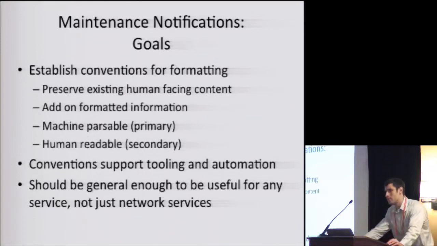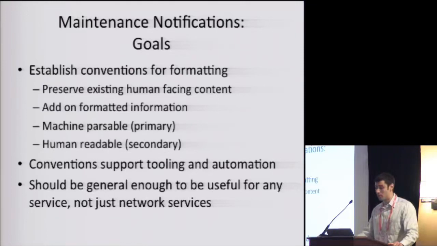Our goals for this: we want to preserve the existing format. We think that there's a lot of value in human-readable format in the maintenance notifications. We want to make sure that that remains for anyone who wants to adopt this approach. We want to ensure that people can continue to consume the messages as they exist today without any additional trouble. So what we're looking to do is to add on some formatted information to those notifications in addition to what's already there. We want that formatted information to be machine parsable. That's the most important thing to enable automation.